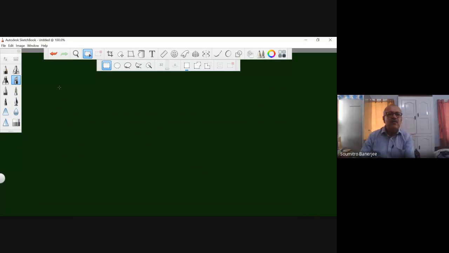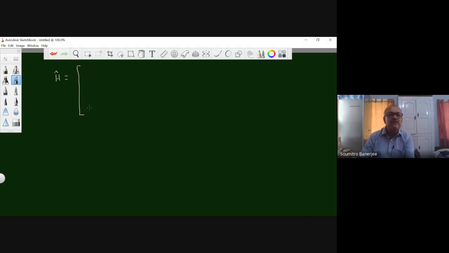So I've just illustrated how to write the Hamiltonian operator as a square matrix. Then from there, the eigenvalues of this square matrix you can easily obtain. These are the energy values.